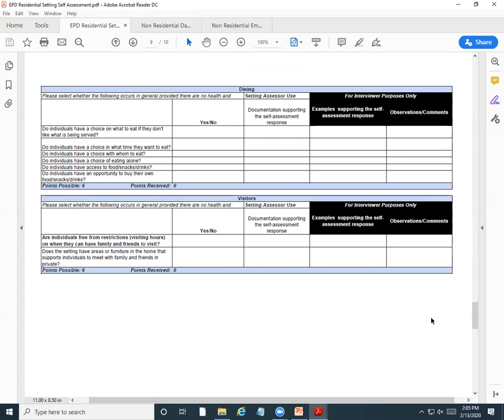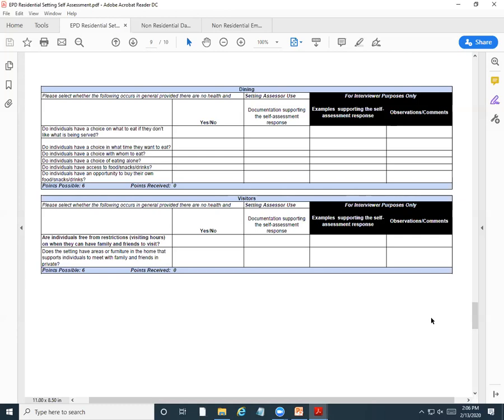Do individuals have a choice on what to eat if they don't like what is being served? This doesn't mean that we expect you to operate like a kitchen in a restaurant, like a diner, where you can come in at any time. But if I were a member in your home and say I didn't like what is being served, would I have the option to maybe fix myself a peanut butter sandwich or a bowl of cereal or something else that I've bought for myself? So kind of think of it from that perspective.